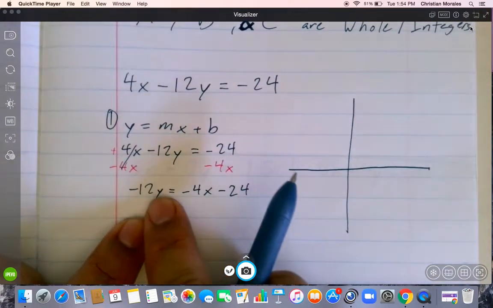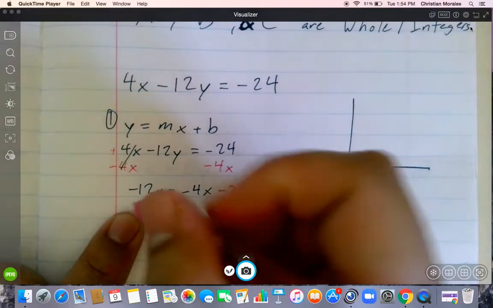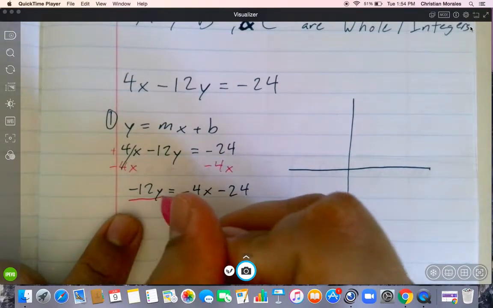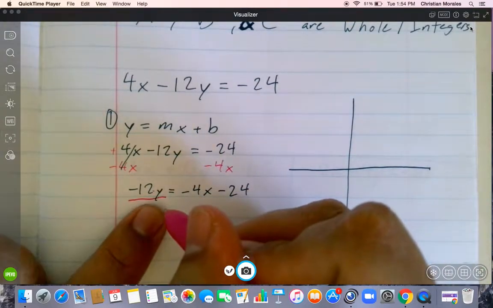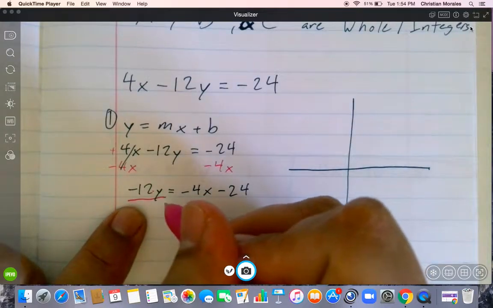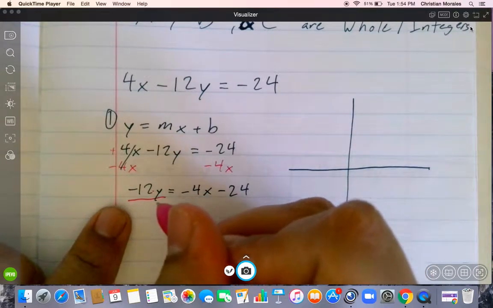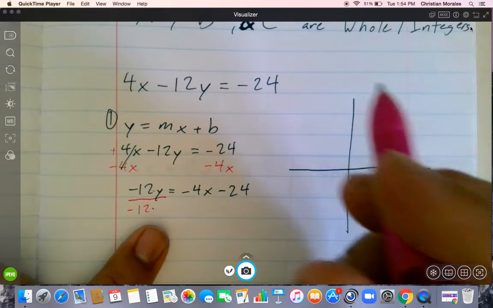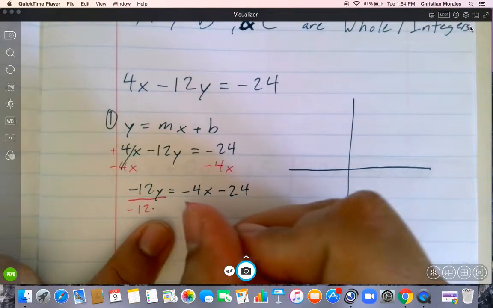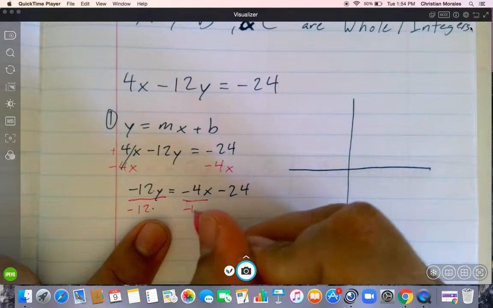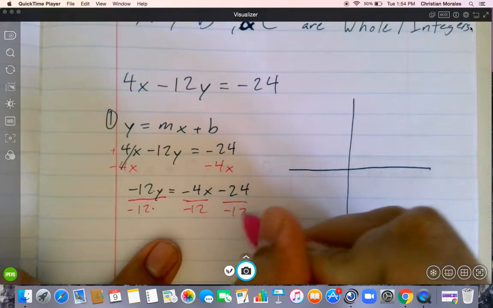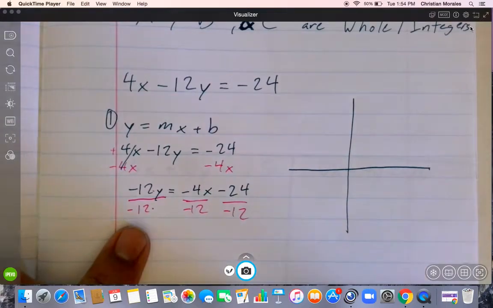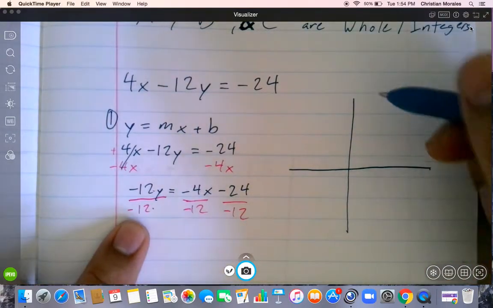So next, that 12 has to go. So I'm going to divide by negative 12 because this 12 is multiplying. I want to leave the y alone, so I don't want to add 12y. If I add 12y, it will cancel it out. So I'm going to just divide by negative 12. Now when you divide, you have to divide everything by the same number. So what that looks like is this.